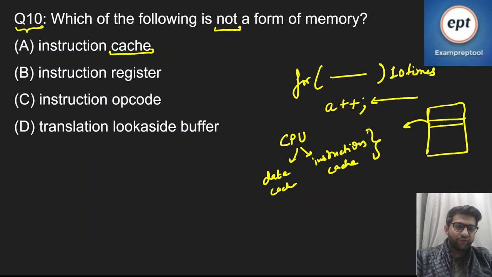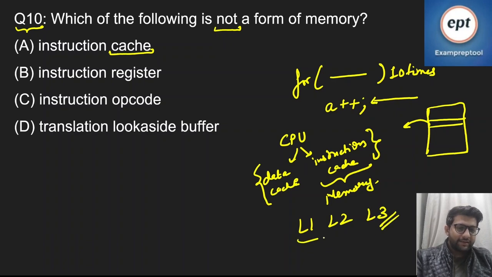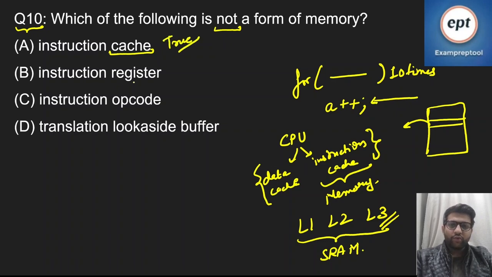So the instruction will be stored or cached in this particular cache, and the operands will be cached in this type of cache. So this is a hardware. This is a form of memory, right? So what we have is we have different levels of cache, L1, L2, and L3 cache, right? And these are hardwares. These are SRAM, right? So this is a form of memory. So this is true. Option B is saying that instruction register.